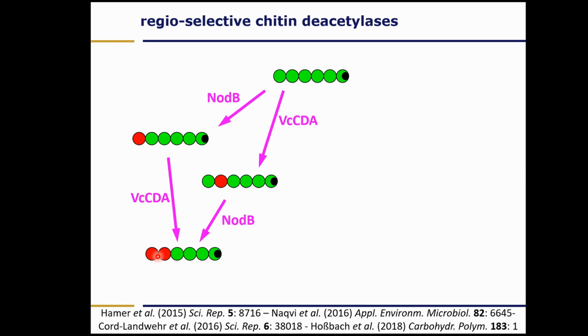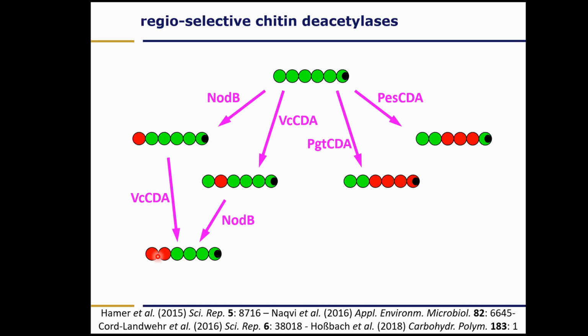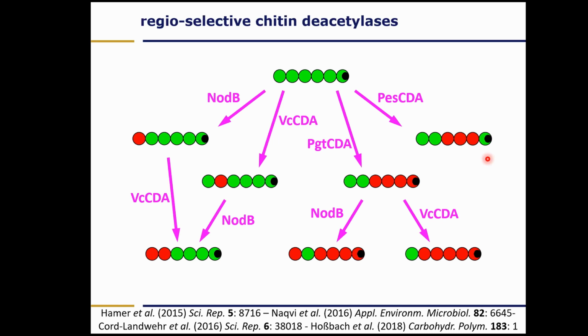We also did the same for fungal enzymes, and we found that fungal enzymes typically have a different way of deacetylating. They can typically deacetylate most units of a chitosan, except for some specific units which they cannot attack. So for instance, the one from Puccinia graminis can deacetylate all the units except for the two units close to the non-reducing end, whereas the PES-CDA from Pestalotiopsis can also not deacetylate these two units, but it can also not act on the reducing end. And again, we can combine these enzymes, for instance, with the bacterial enzymes, and create even more patterns.